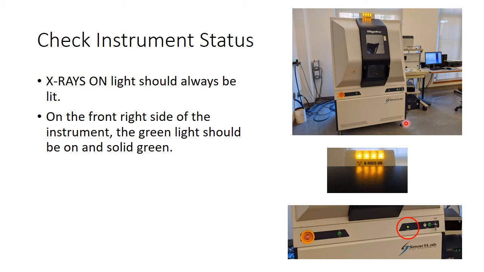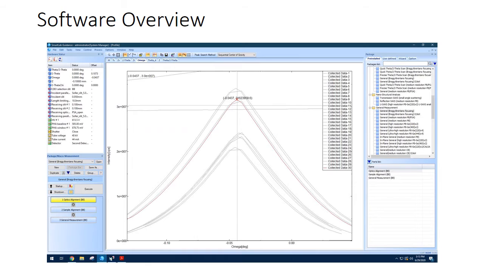The next thing is that you should take a look at this light here on the front panel. I've blown it up down here at the bottom. It should be on and solid green. There should be no flashing. And so just take a quick look at those two things when you walk into the lab. If either of these things are not the case, let me know and I will help figure out what the problem is.